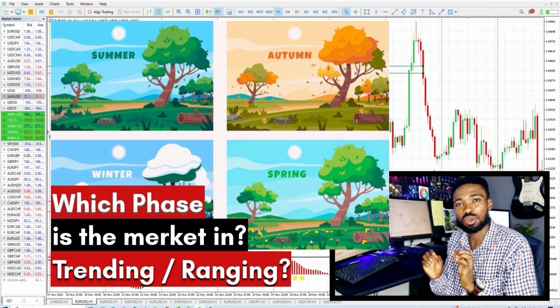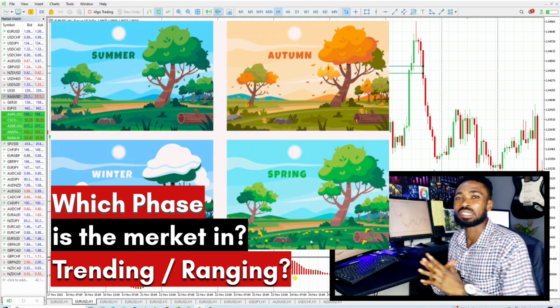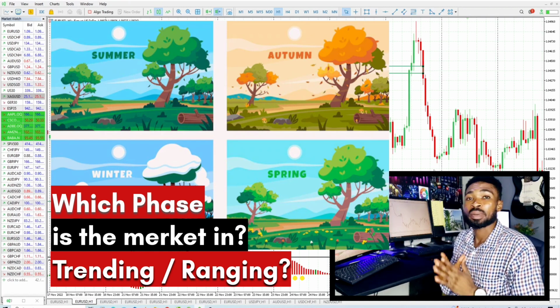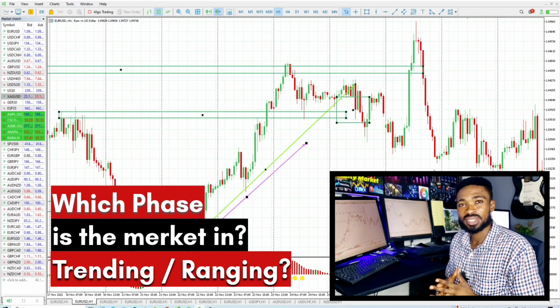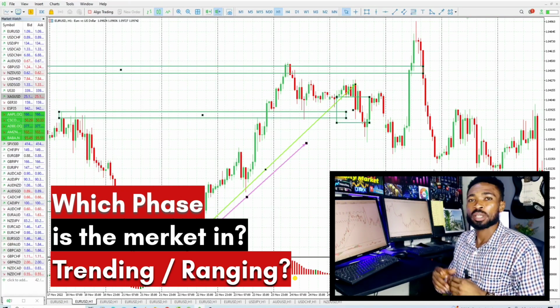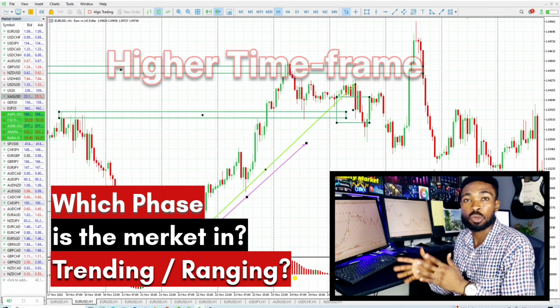The same way in the market, think of what? Which phase is the market in? Is the market trending? Is the market ranging? Is the market trending downwards or trending upwards? For you to be able to do this, you must do two things. One, you must go to a higher time frame, higher than the time frame you want to trade, your entry time frame.